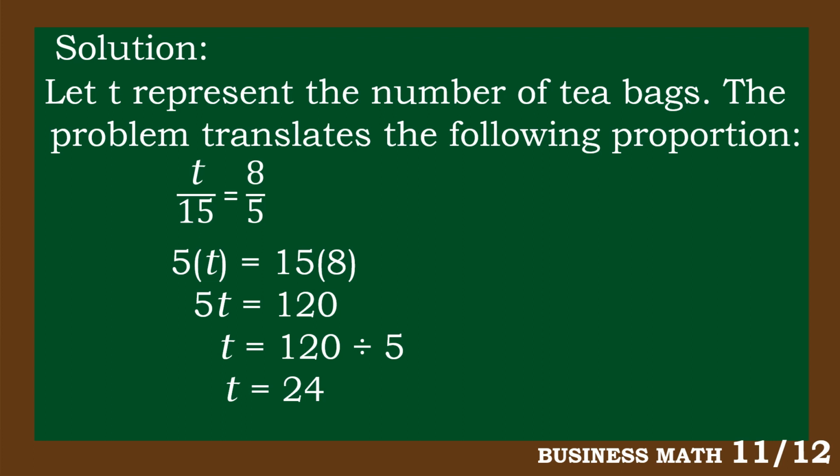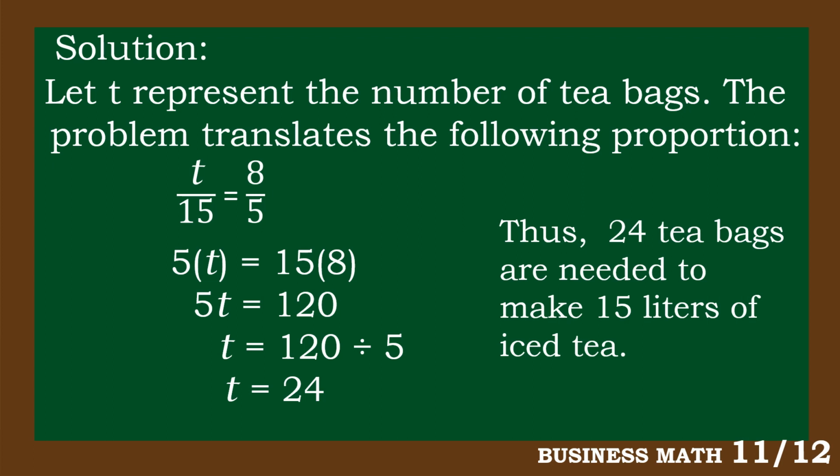So applying the concept of cross multiplication, we have 5 times T is equal to 15 times 8. So that will be 5T is equal to 120. T is equal to 120 over 5. So T is equal to 24. Thus, 24 tea bags are needed to make 15 liters of iced tea.